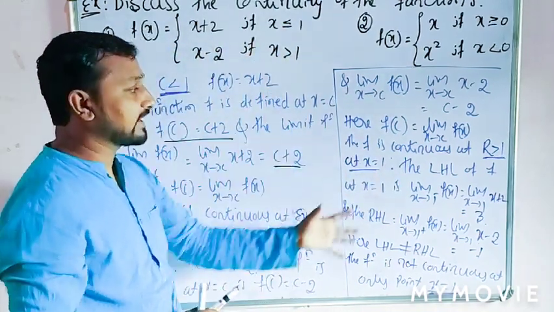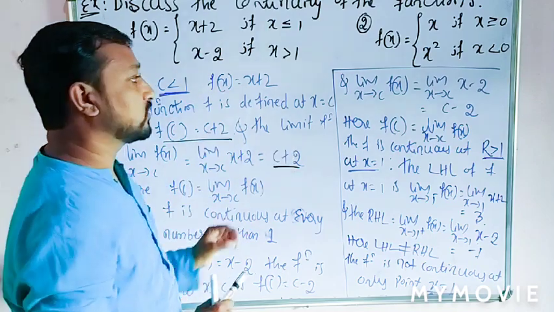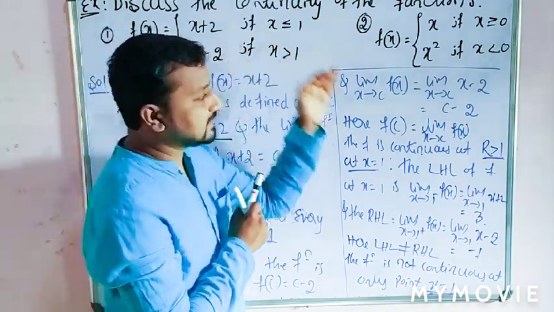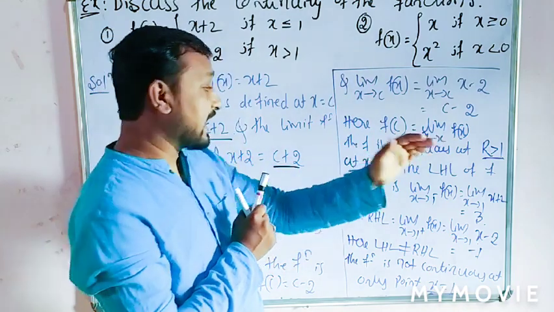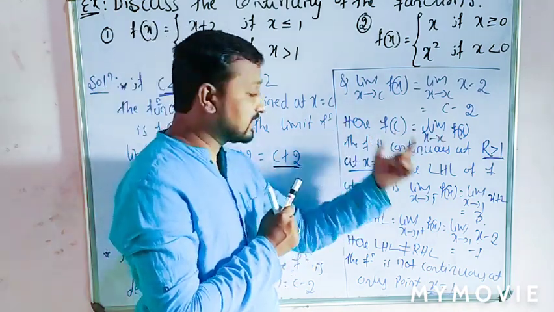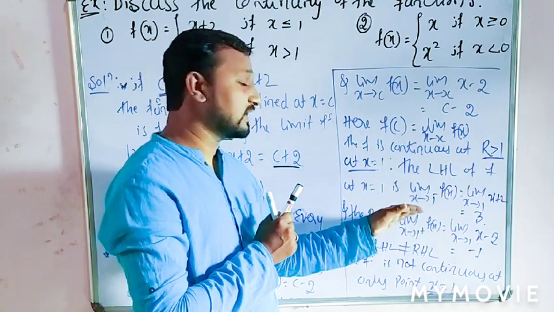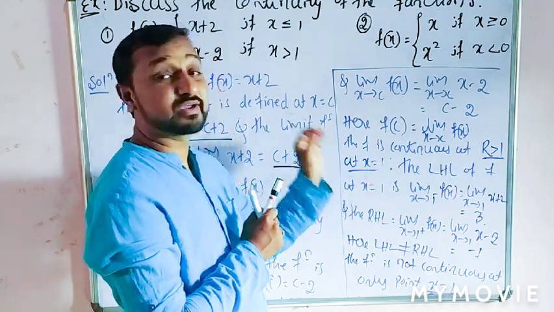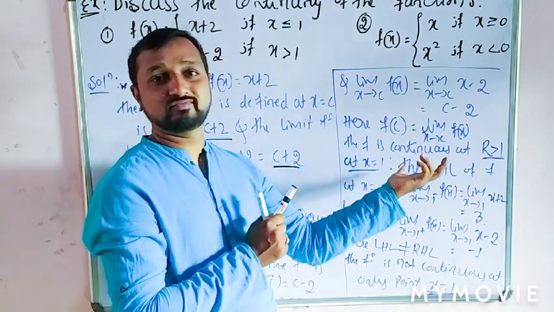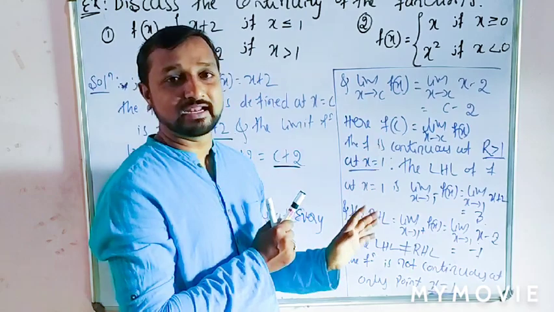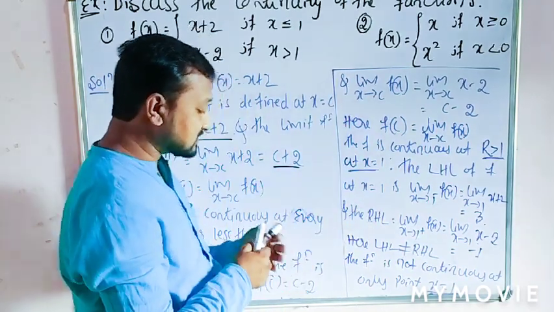This is the way to find the continuity of the function. Suppose if c is less than 1, the function is continuous; c is greater than 1, the function is continuous; and at x equal to 1, if LHL is equal to RHL, then the function is continuous. In that way we conclude that the function is continuous everywhere, that means every real number, including 1 also. Is that clear? This is the way, students.